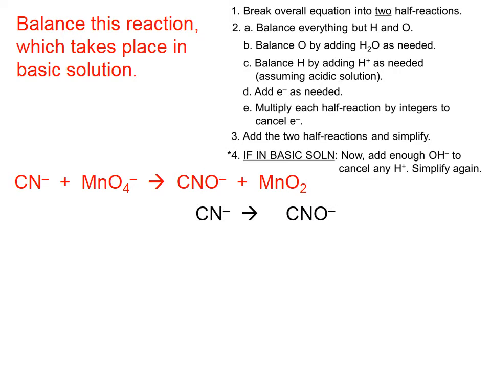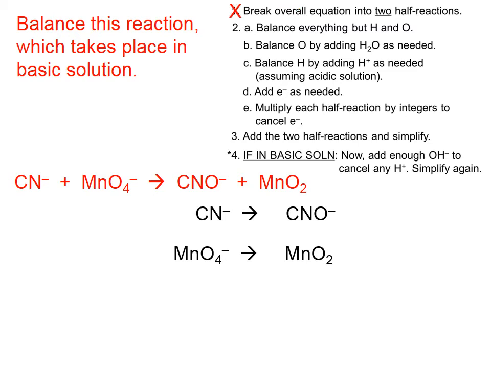Step 1 says break the overall equation into two half reactions. We see here in the equation that we have some cyanide ion, carbon, nitrogen, and on the product side we have this ion, which also has carbon and nitrogen. So I think that's a good first step for one of the half reactions. And the other half reaction, we've got the permanganate ion and then MnO2 on the product side. So step 1 I think is done. Let's go on to step 2.